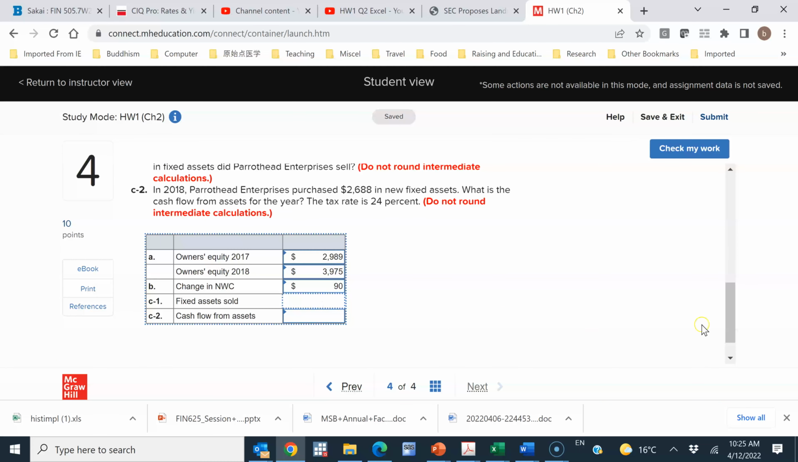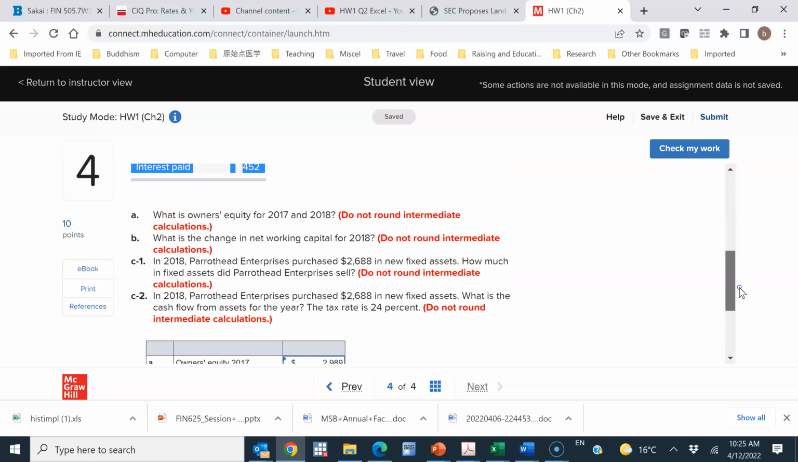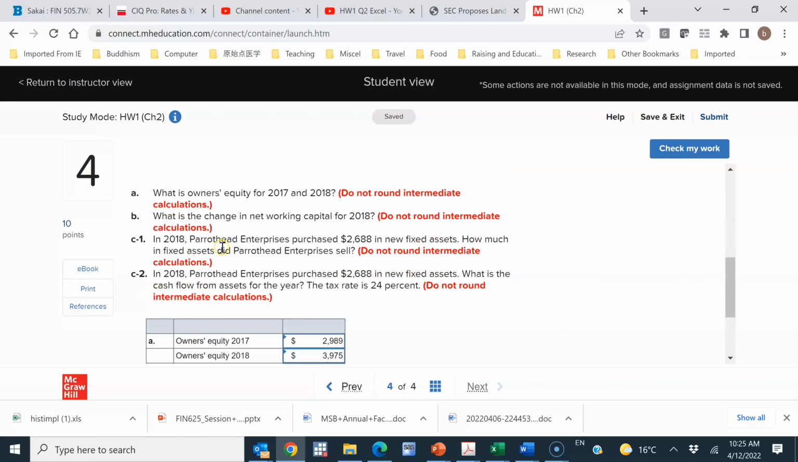And fixed assets sold. So that's the next question. In 2018, Parrot Head Enterprises purchased $2,688 in new fixed assets. How much in fixed assets did Parrot Head Enterprises sell? So basically, linking this information, we should think about this as related to capital expenditure, right?